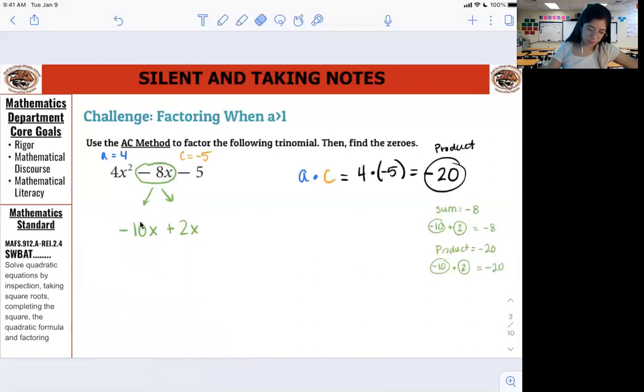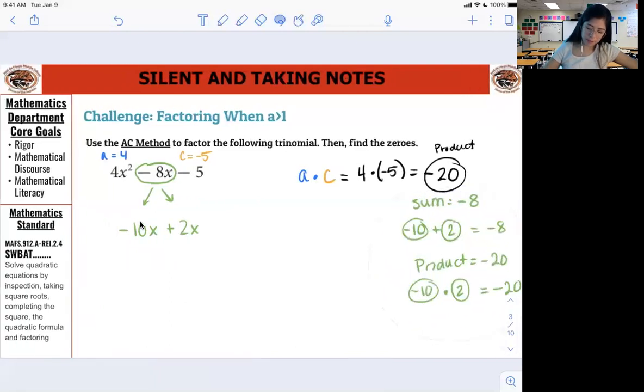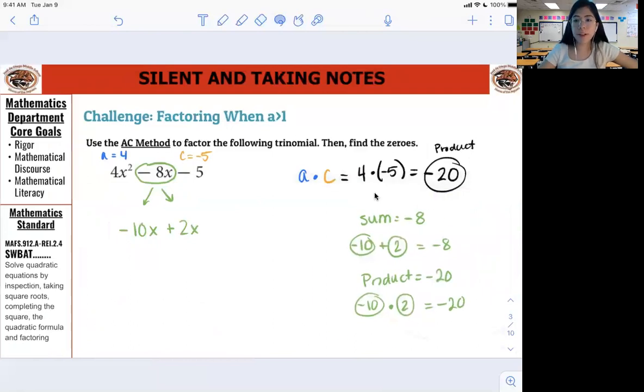Okay. So to review what we did, I'm not going to go from the very beginning, just from this step right here. We already did this. The product of A times C was -20. So now I'm looking for two numbers that add up to -8 and multiply to make -20. Those two numbers were -10 and +2. The first time we did this, I wrote it as -10 plus 2, but this time I'm going to switch them around.